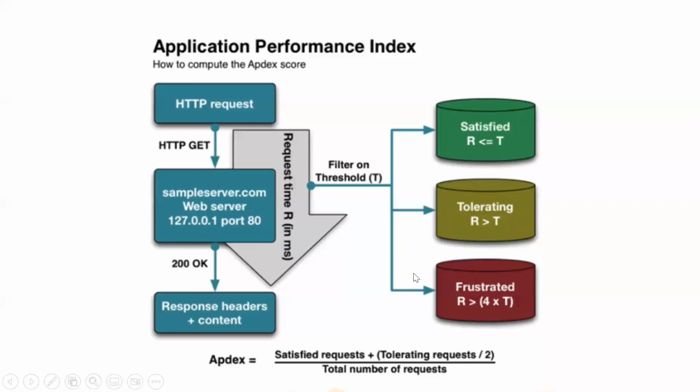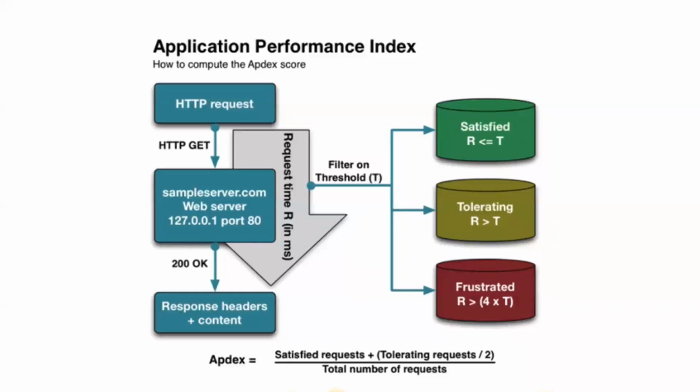The frustrated users, tolerating users, and satisfied users are stored in the system based on R being greater than or less than T. Based on that, they will give you only the score. So you set the T, they automatically calculate and give you the Appdex score. You will not get the number of satisfied, tolerating, or frustrated users. By looking at this number between 0 and 1, you will come to know whether your people are satisfied or not. That's all.